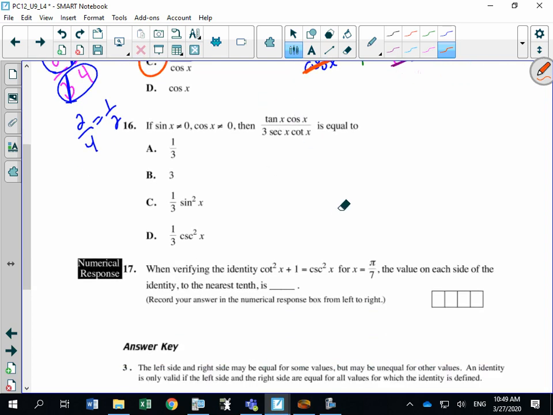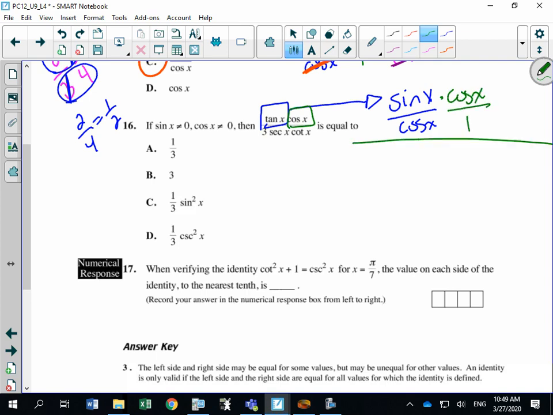Tan over cos. So what was the identity for tan? Tan is sine of x over cos of x times cos of x over 1, right? Over. And then you guys look, cos of x over cos of x. Yay. Okay, that's fine.